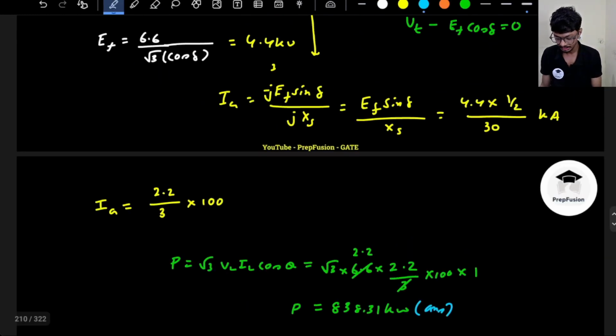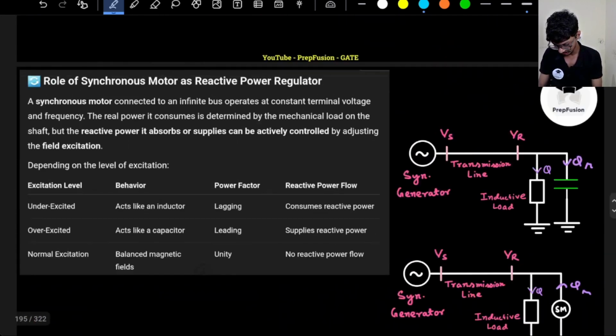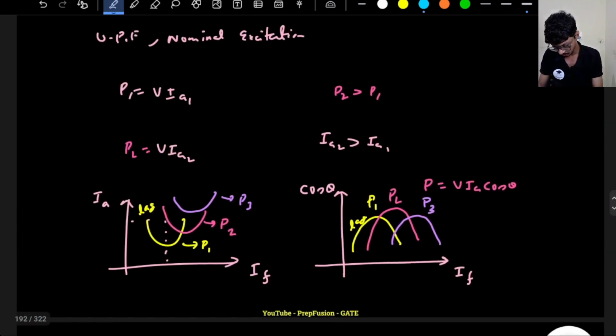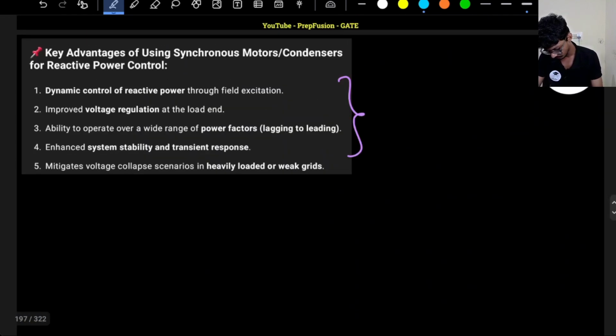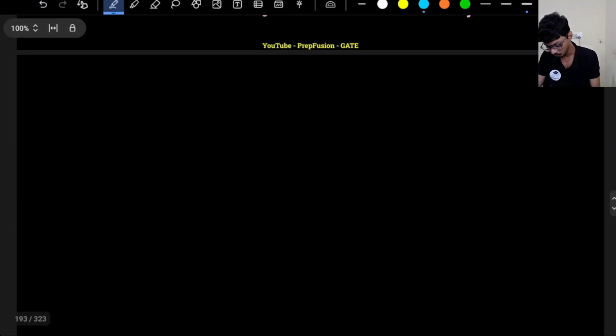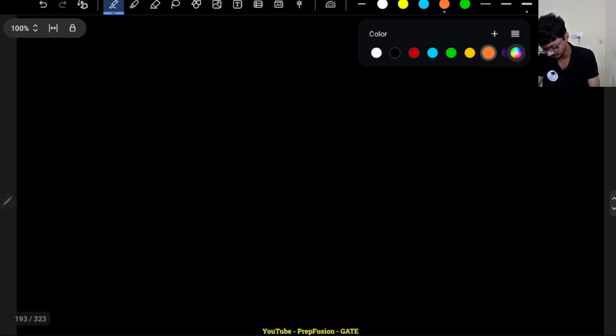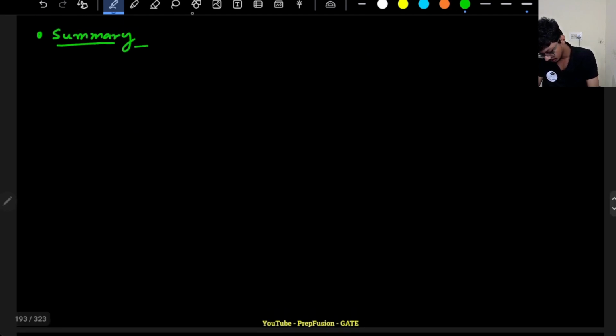Before proceeding, I want to just quickly summarize one thing. We discussed this for the generator, and this was for the motors. Before starting with the next one, what do you need to remember for V curves and inverted V curves? Because that may be confusing to you, so just try to remember this summary. Let me draw four graphs here.